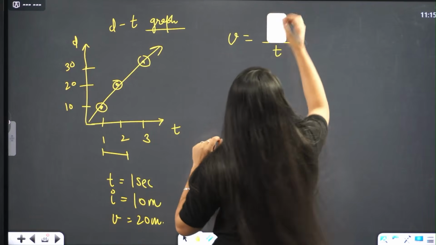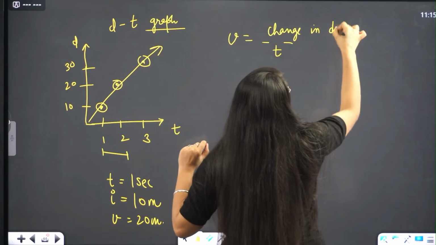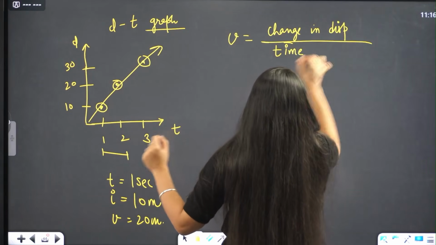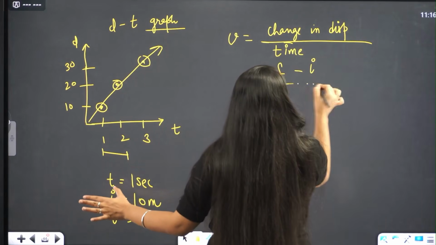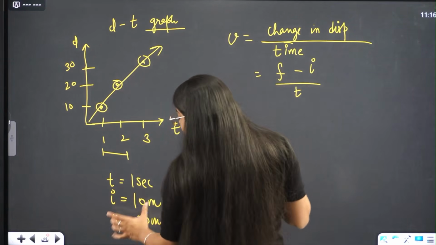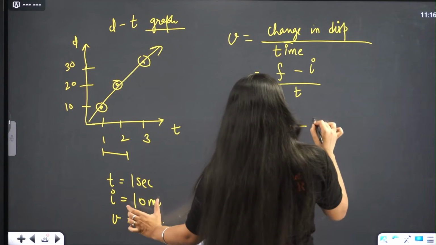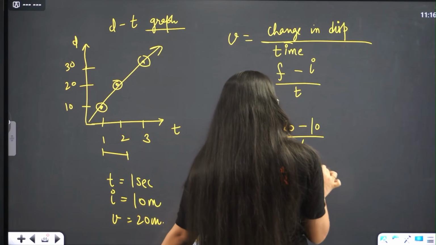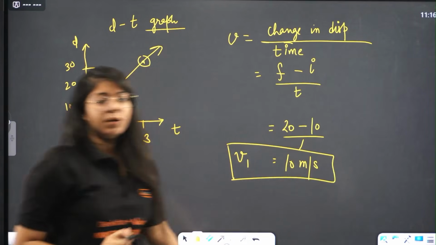It's not actually distance. It's change in distance, or change in displacement. Let's write: change in displacement per unit time. That means final point minus initial point divided by time. Now final point is 20 meters, minus initial point 10 meters, divided by 1 second. So that comes out to be 10 meter per second. So velocity in the first case comes out to be 10 meter per second.